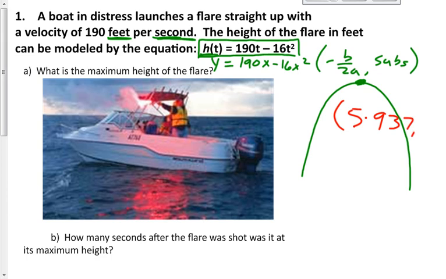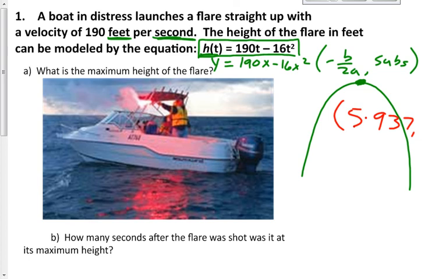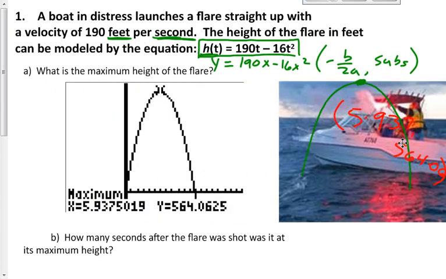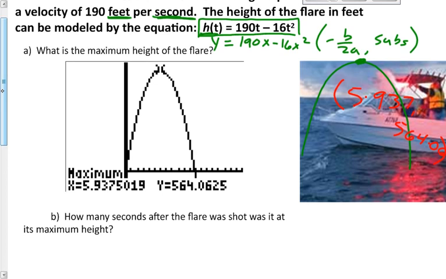5.937, and my y coordinate is going to be 564.06. There's my XY ordered pair, which, as you can see behind this boat, hopefully that is what you're seeing in your calculator right now. 5.937, 564.06. So in letter A, what is the maximum height of the flare?